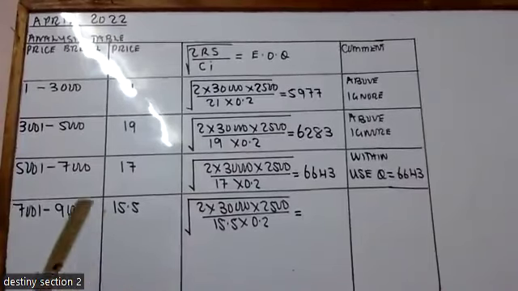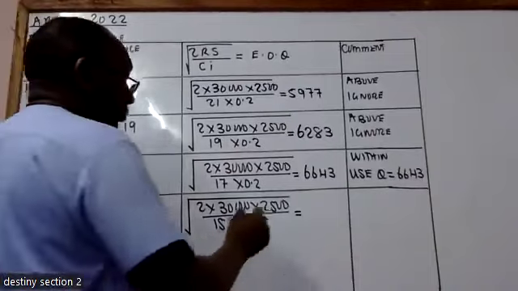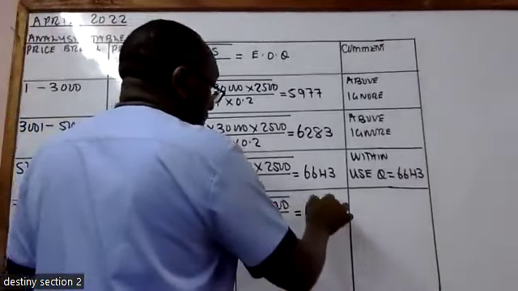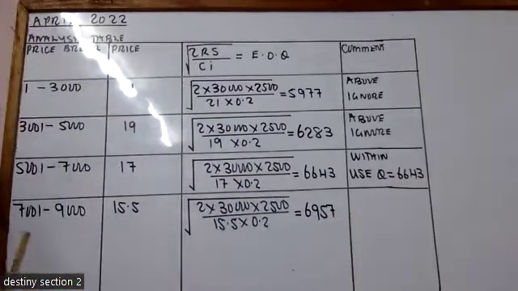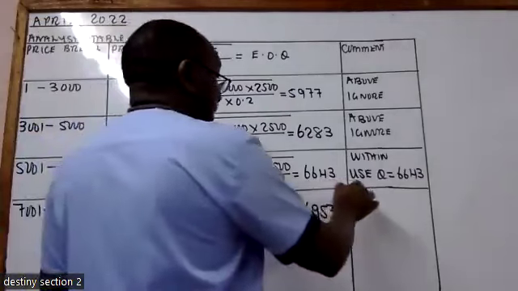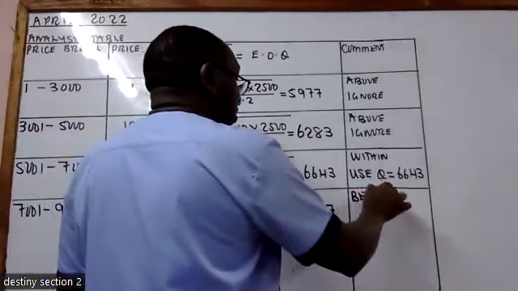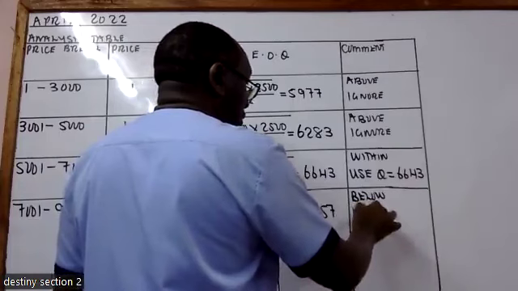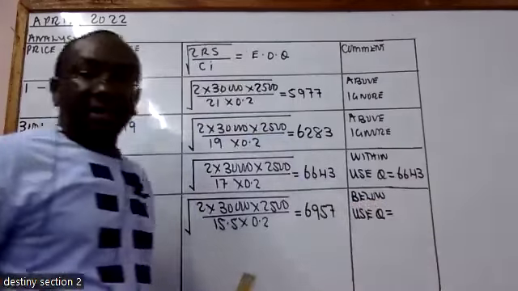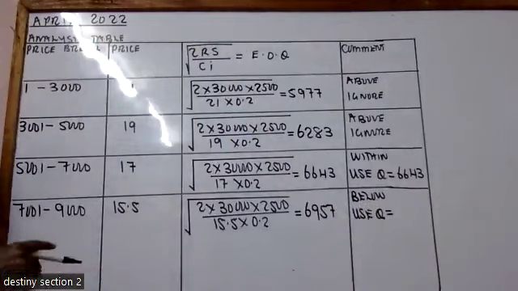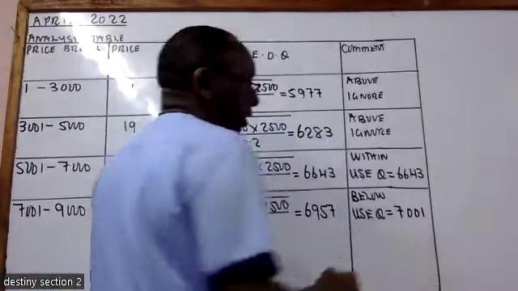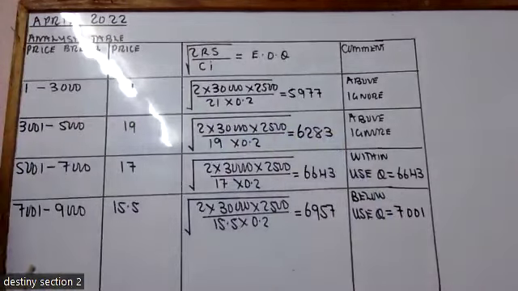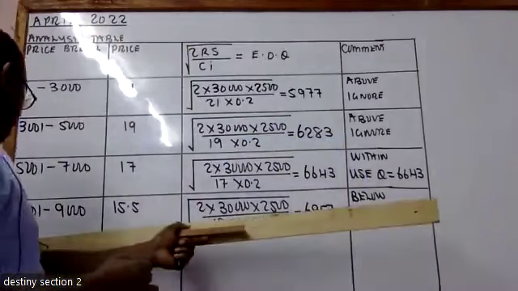Yeah, I can see 69.57. Now, that one is below the break. If it is found to be below the break, we use Q as the lower limit of the break. So our Q will be 7,001 units.